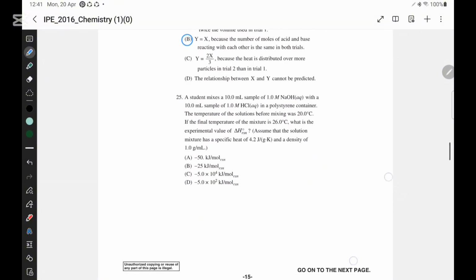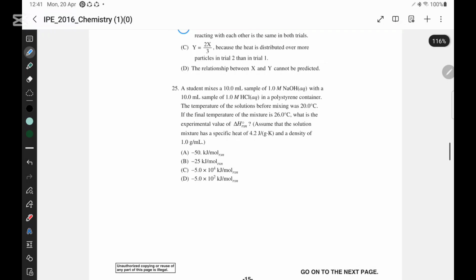A student mixes a 10 milliliter sample of 1.0 molar NaOH with a 10 milliliter sample of 1.0 molar HCl in a polystyrene container. The temperature of the solution before mixing was 20 degrees Celsius. If the final temperature of the mixture is 26 degrees Celsius, what is the experimental value of the enthalpy of reaction? So first of all, we need to find the total volume.